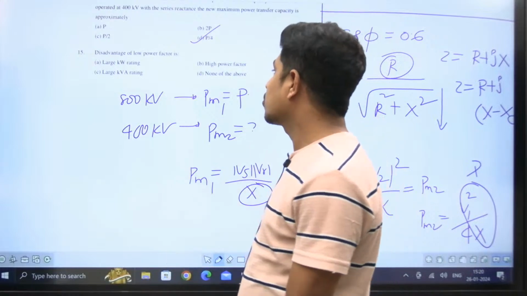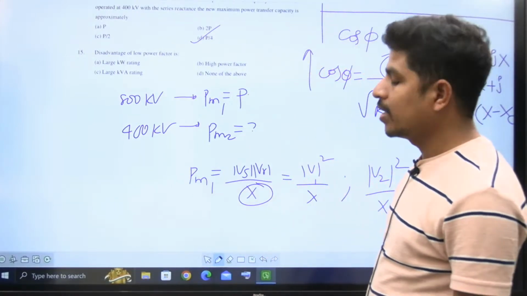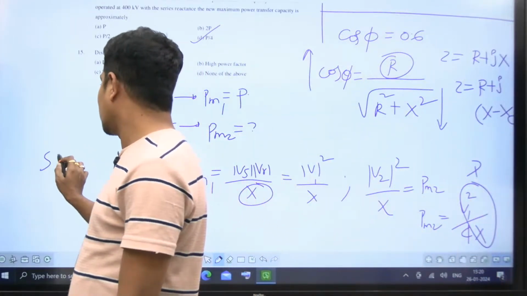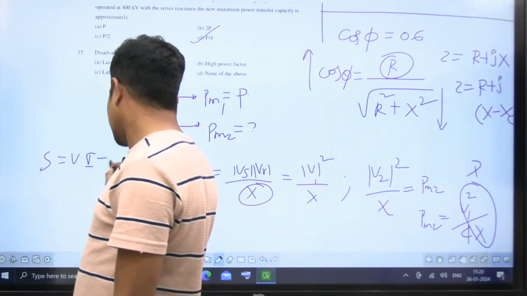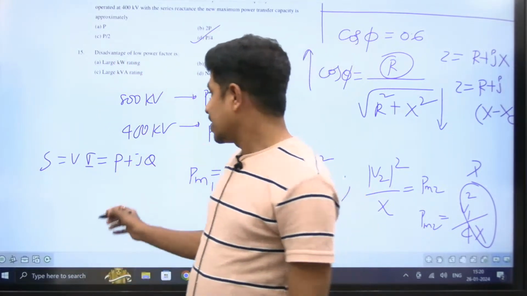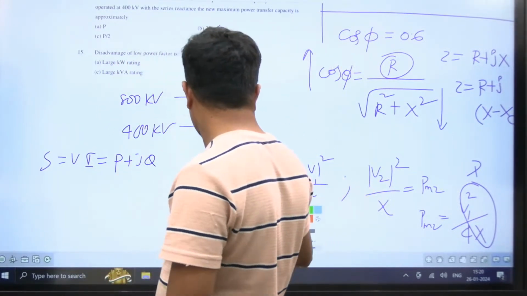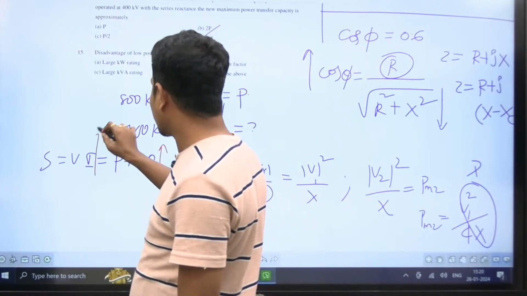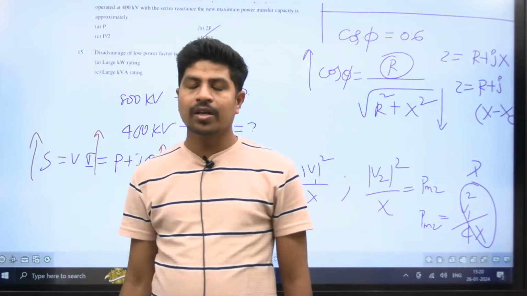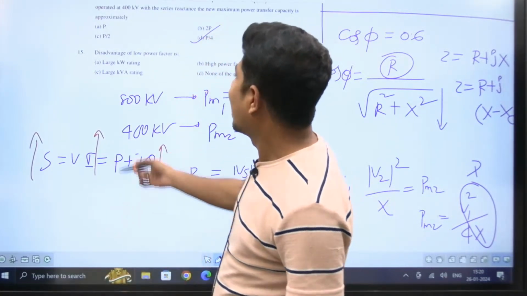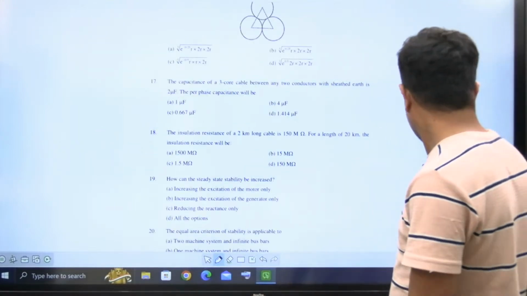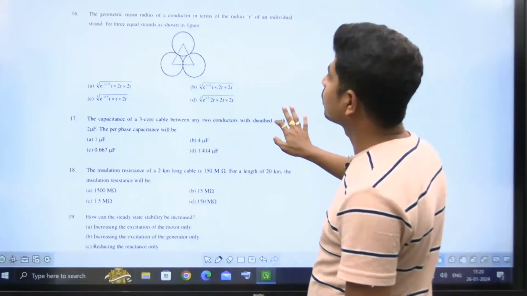Right? Next question. The disadvantage of low power factor: if the power factor is less, that device is going to draw more current. See, S is equal to V into I, that is equal to P plus jQ. Now it is drawing more reactive power. Power factor is less means the device will draw more reactive power. Then obviously current will increase. If current is increasing, obviously the KVA rating or MVA rating is going to increase. The option is that a large KVA rating is required. Right? Let's go for the next question.